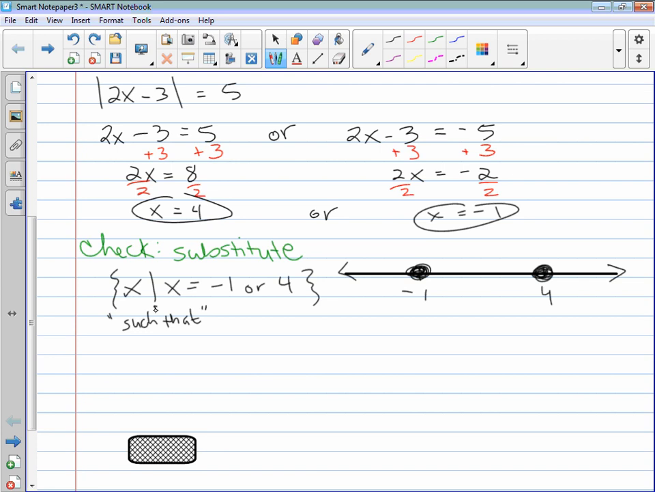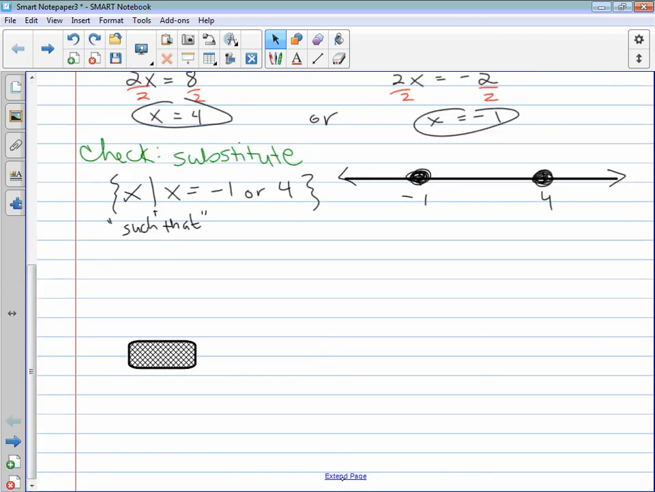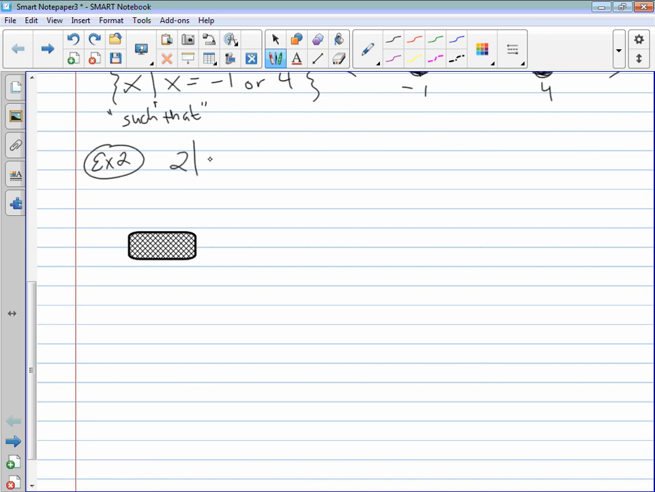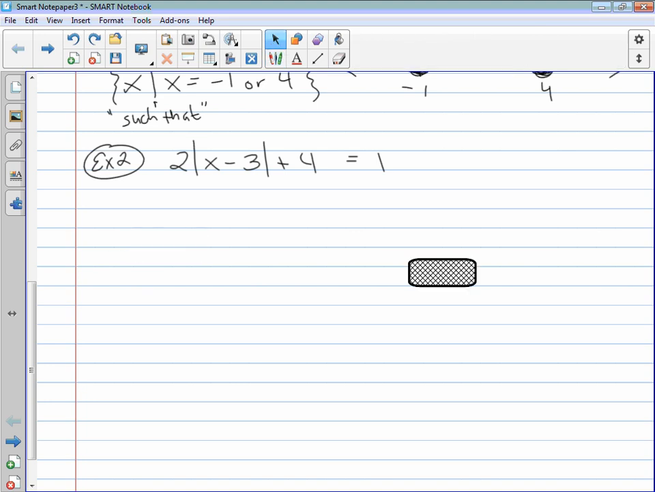Now let's do example 2. Let's do 2 times absolute value of x minus 3 plus 4 equals 1. And same idea when you solve for x and all that good jazz.